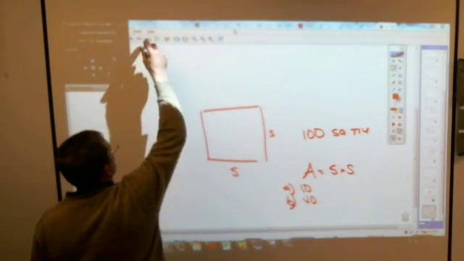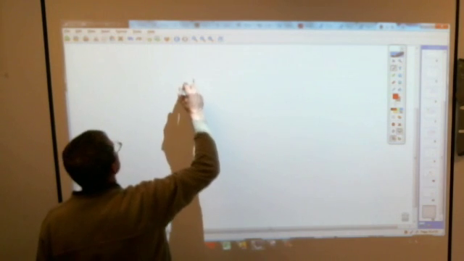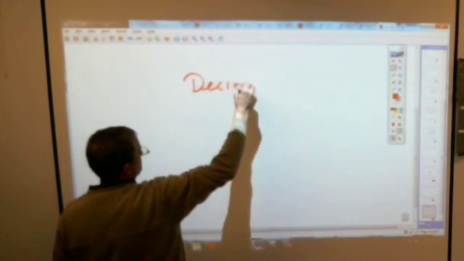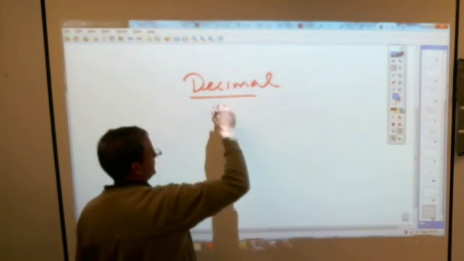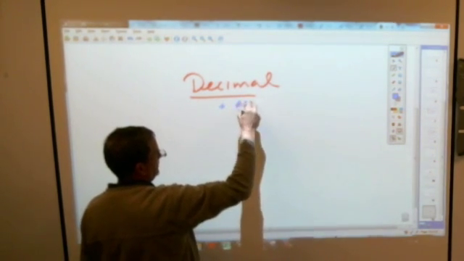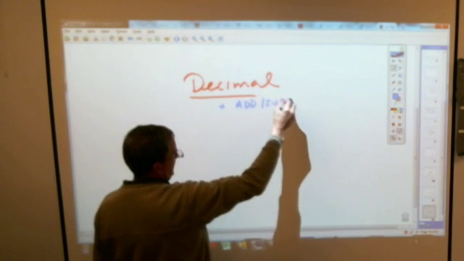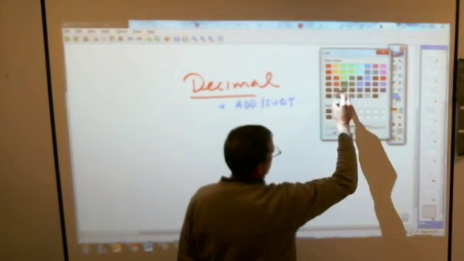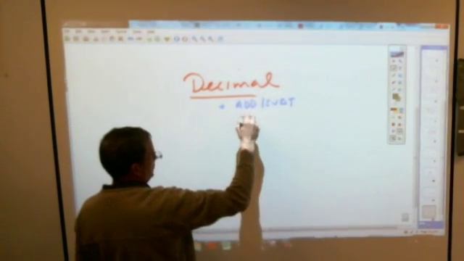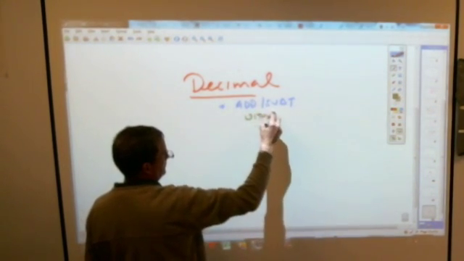Under decimal. Yesterday we did adding, correct? Adding and subtracting. We do that again today, except the little subheading under the subheading is working with whole numbers.